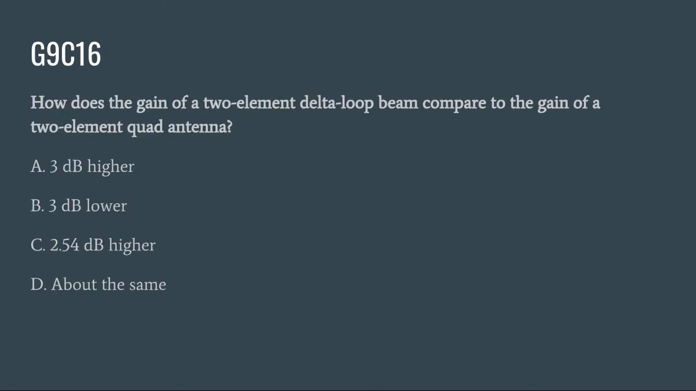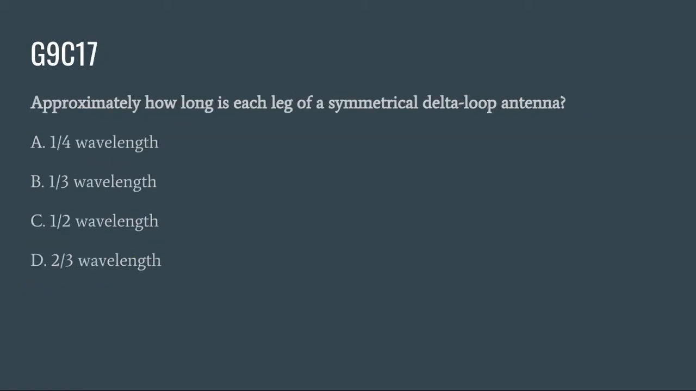G9C16, how does the gain of a 2-element delta loop beam compare to the gain of a 2-element quad antenna? A. 3 dB higher, B. 3 dB lower, C. 2.54 dB higher, or D. About the same. Correct answer D. About the same. G9C17, approximately how long is each leg of a symmetrical delta loop antenna? A. 1/4 wavelength, B. 1/3 wavelength, C. 1/2 wavelength, or D. 2/3 wavelength. Correct answer B. 1/3 of a wavelength.